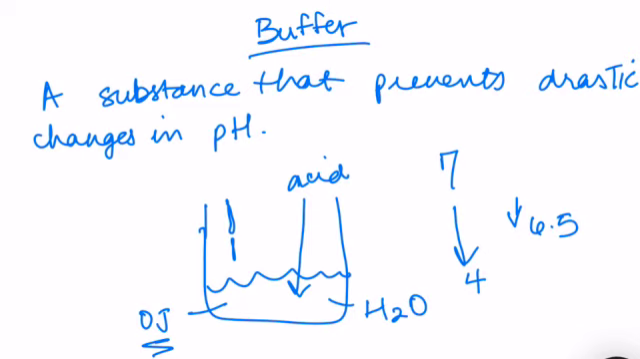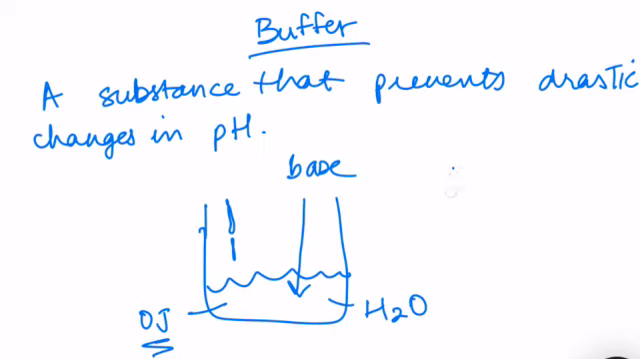Similarly, let's say that you are adding a base. A base will make your pH increase. So you will go from 7 to, let's say, 11. Originally, let's say you were going to go from 7 to 11. However, because you have this orange juice present, it may go up maybe to, let's say, just 8.5, something like that.